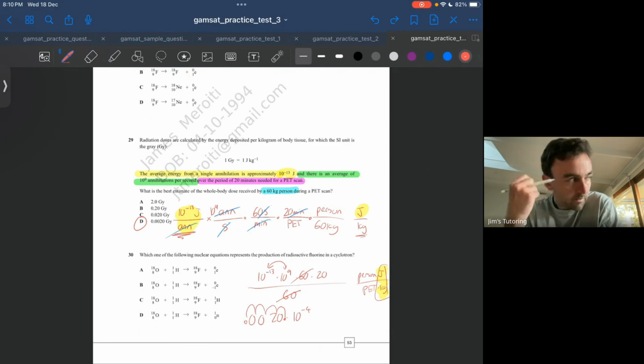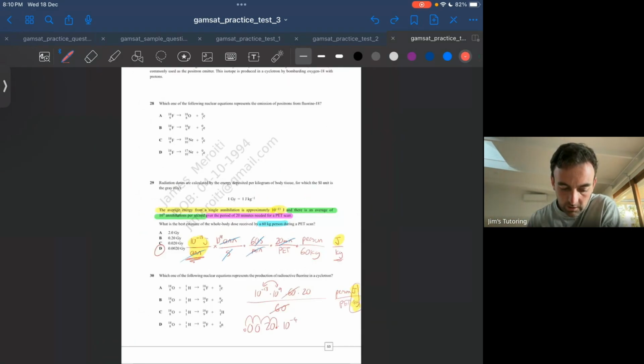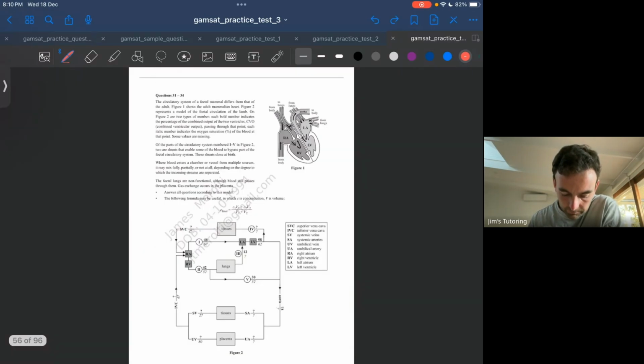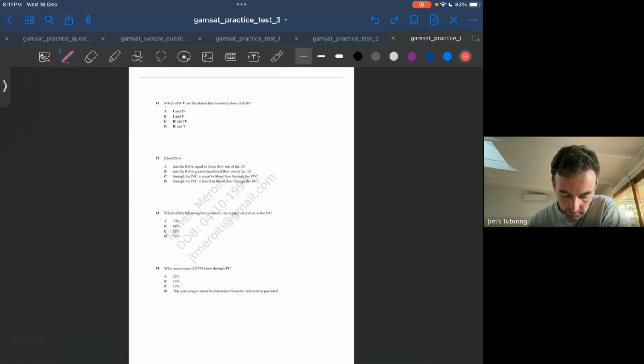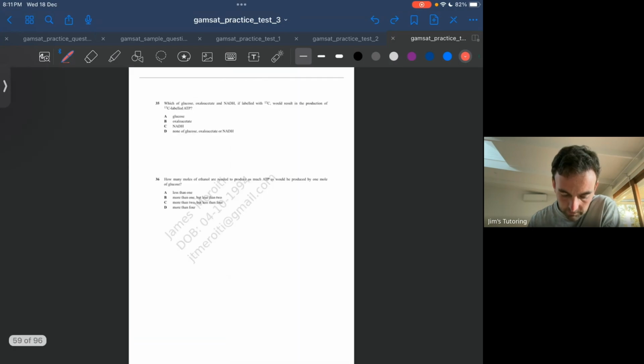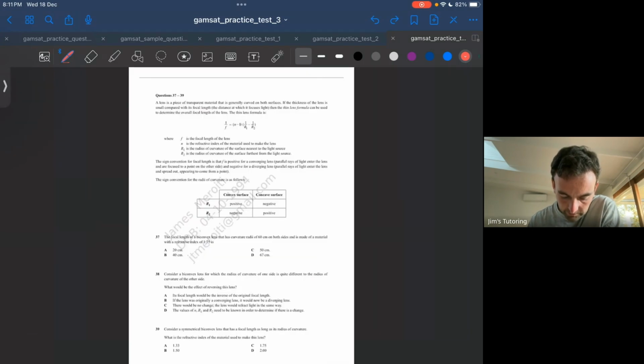So I always say to people, if you see any unit, you really need to be checking that unit to see if you need to do unit conversion. So for example, if I just scroll through to, I bet you it's going to be ages until I see something with a unit.